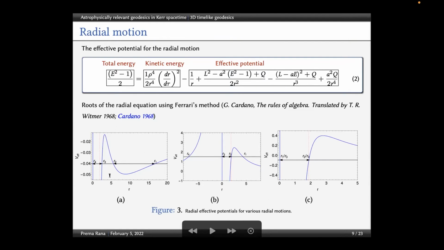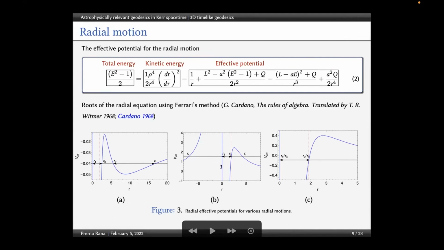So this is a plot of effective potential as a function of R. The horizontal line here is the energy, and the vertical red dotted line is the horizon, the radius of the black hole. We can clearly see here there is a bound orbit between R1, R2. And it can be between R3, R4, but there that radius is inside the horizon, so that doesn't matter.